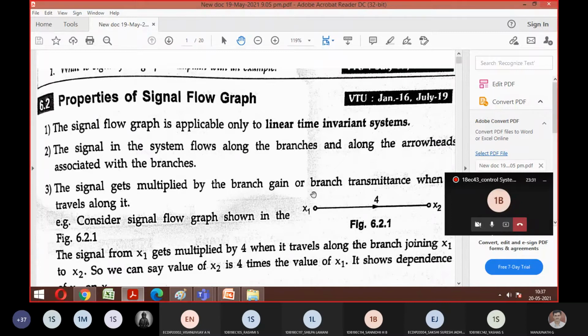This is what you generalize, right? Input is x1 of t, output is x2 of t, and this 4 is a gain from a system. So how can we get y of t? It's a combination of x of t and h of t. So x2 you can write as 4 times x1. Is it okay? Property number 3.